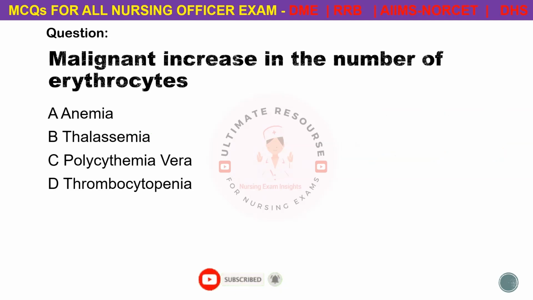Malignant increase in the number of erythrocytes. Options are A. Anemia, B. Thalassemia, C. Polycythemia vera, D. Thrombocytopenia. The answer is C. Polycythemia vera.